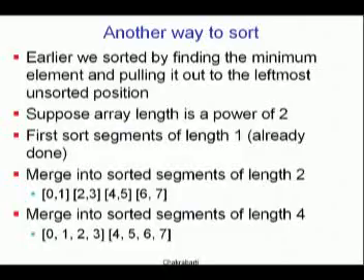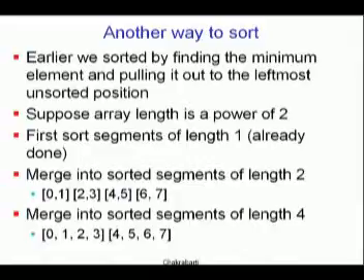Now an array with one element is by definition sorted. So we start with 8 arrays having a length of 1, we call them segments of length 1, which are already sorted. And then we take 2 of them at a time, and then we merge them. This gives us merged sorted array segments of length 2 each. So you end up with 4 segments of 2 elements each, which are individually sorted.